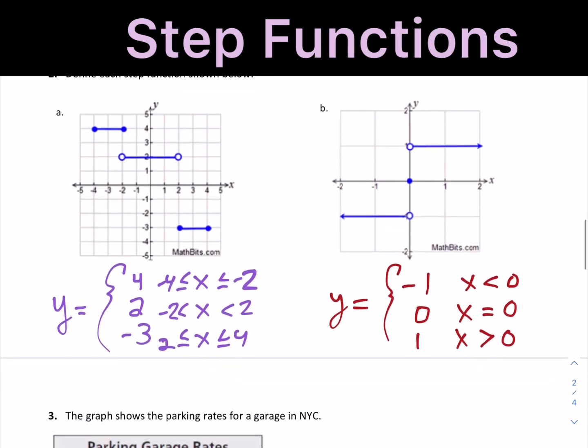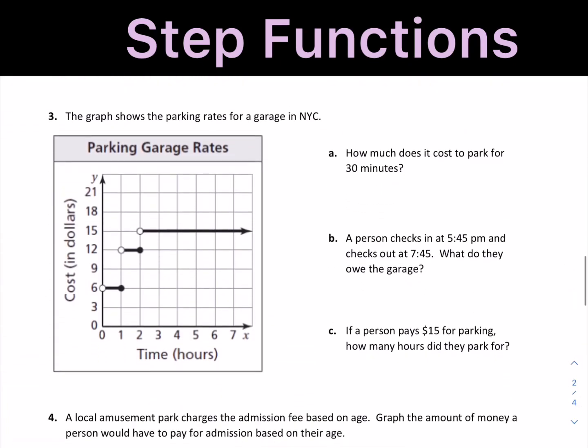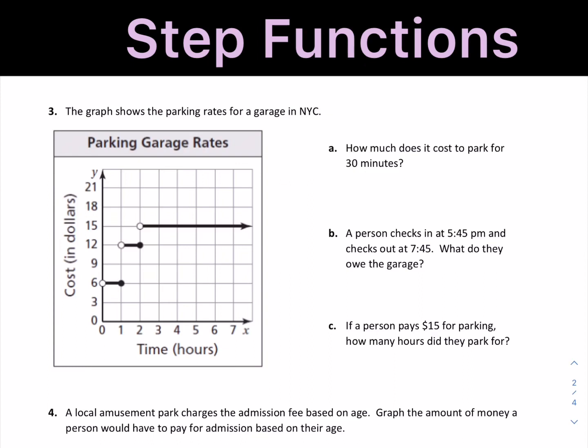All right, so the last 2 things we're going to do today are just 2 piecewise functions in real-world context. So here they come right at you. The parking garage rates in New York City. So how much does it cost to park for 30 minutes? Well, if we go to 30 minutes, which is in between 0 and 1 hour, it evaluates at 6. So we're going to say it was $6 for the 30 minutes.